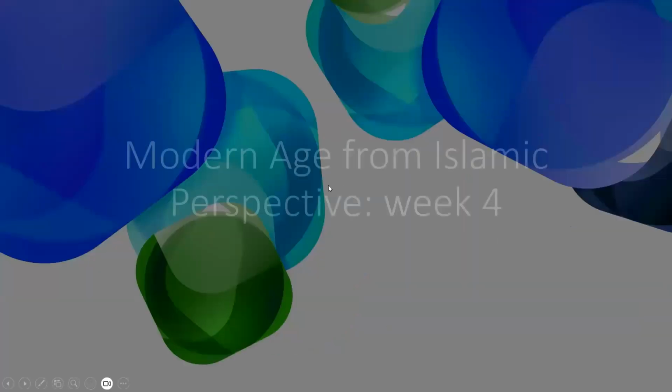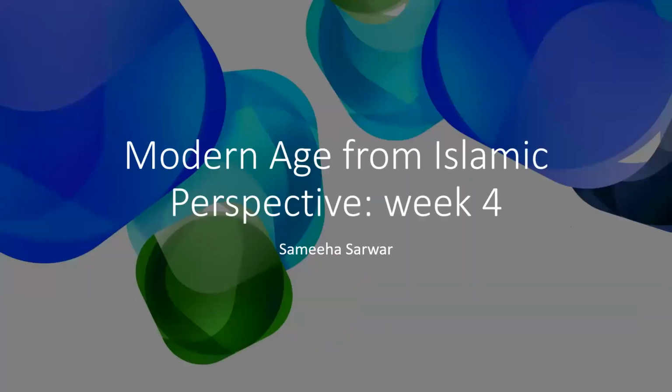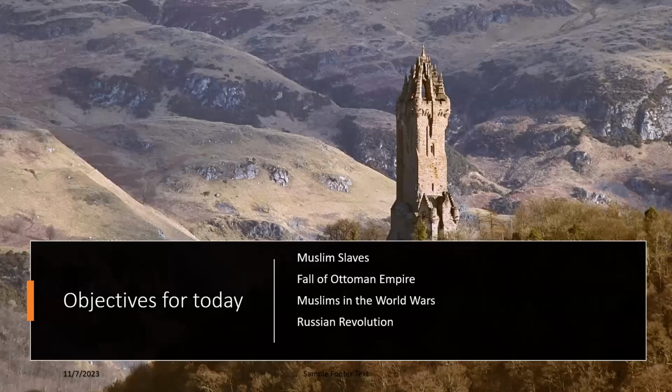Welcome to our Modern Age from Islamic Perspective, Week 4. Today, we are going to talk about four topics, actually: Muslim slaves, fall of Ottoman Empire, Muslims in the world wars, and Russian revolutions. As we were talking about in our third week, we ended talking about World War I. If you haven't seen that, I recommend you listen to that lecture first and then come to this week.